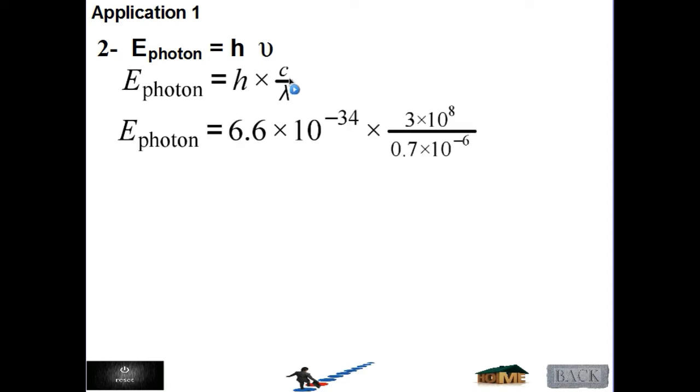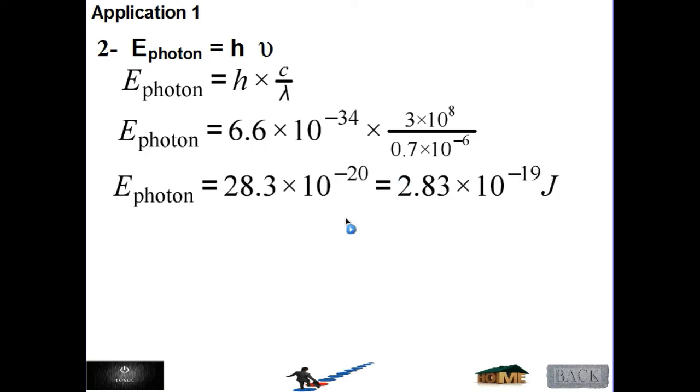Then we can plug in the numbers. Instead of Planck's constant h, 6.6 times 10 to the power minus 34, times 3 times 10 to the power 8 instead of c, over 0.7 times 10 to the power minus 6, which is lambda. And the answer is 28.3 times 10 to the power minus 20, or in scientific notation 2.83 times 10 to the power minus 19 joules. This is the energy of one photon.